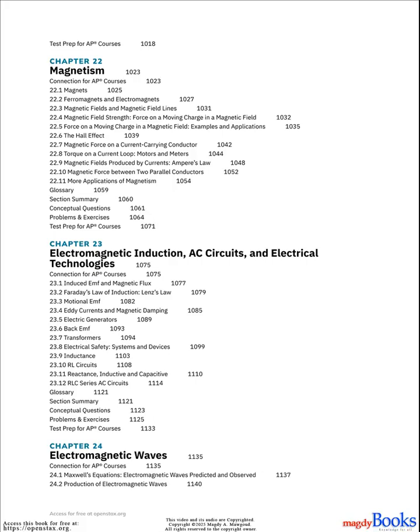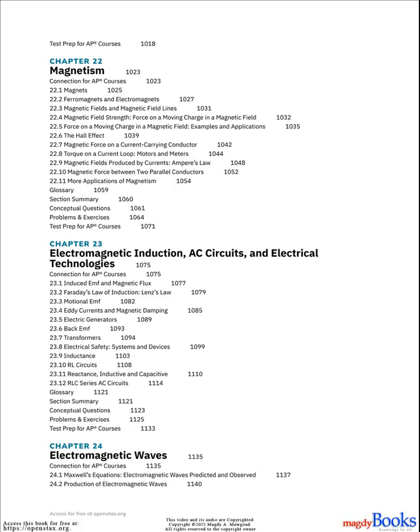Chapter 22. Magnetism. Connection for AP courses. 22.1. Magnets. 22.2. Ferromagnets and electromagnets. 22.3. Magnetic fields and magnetic field lines. 22.4. Magnetic field strength. Force on a moving charge in a magnetic field. 22.5. Force on a moving charge in a magnetic field. Examples and applications. 22.6. The Hall effect.